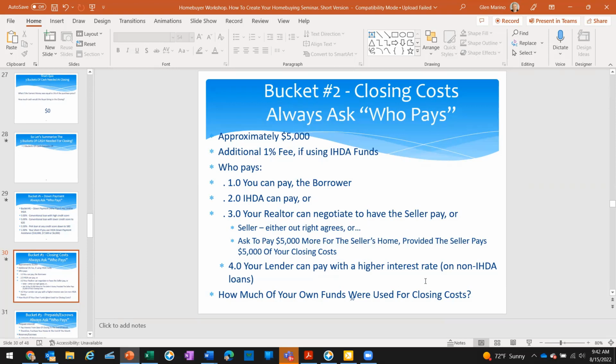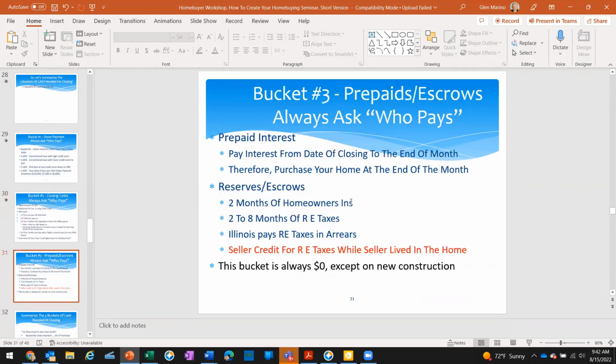So how much of your own funds were used for closing costs? Hopefully, borrower, none, because we've got other entities that can pay for it. Bucket number 3, prepaids, the escrows. Again, we have to ask in this bucket, who pays? Well, prepaid interest is interest that you're going to pay from the date of the closing to the end of the month. Your realtor is such a fantastic and knowledgeable person that they're going to try to make your closing come to fruition right toward the end of the month. So if you close on September 30th and you use the lender's funds for one day, just on September 30th, you're going to bring 1 day's worth of prepaid interest to the closing. Not a bad deal.